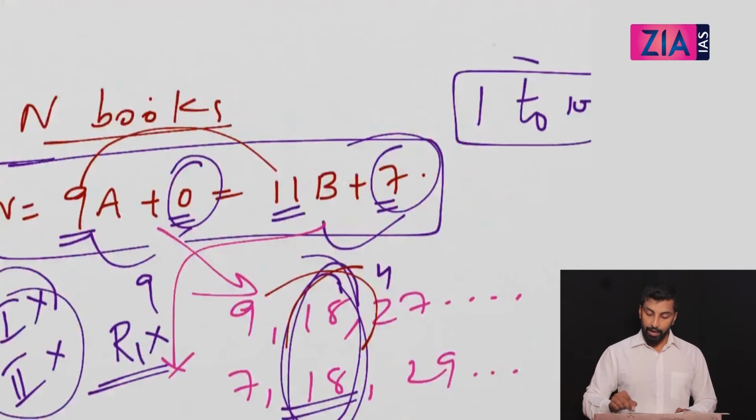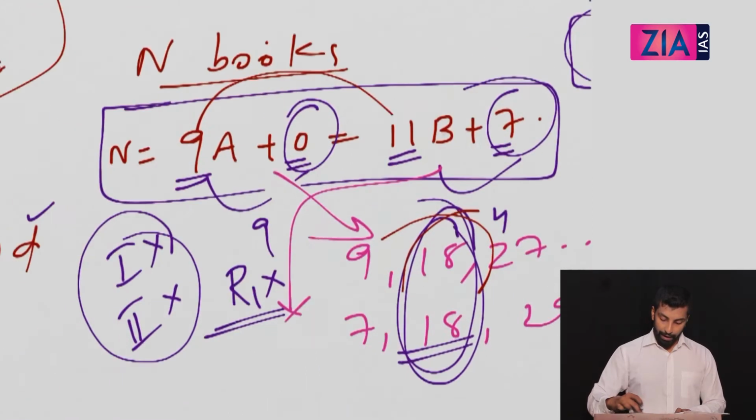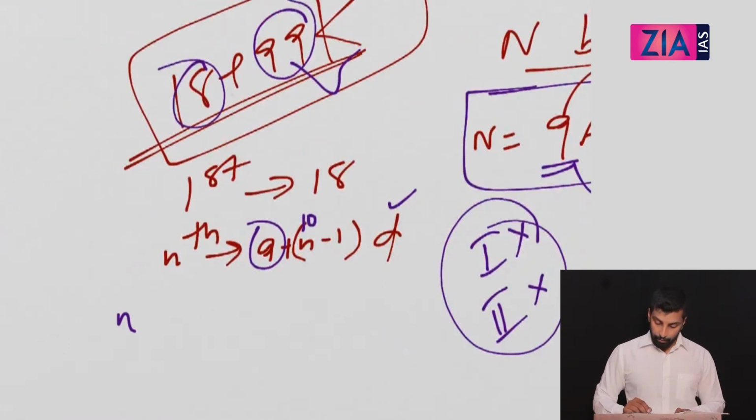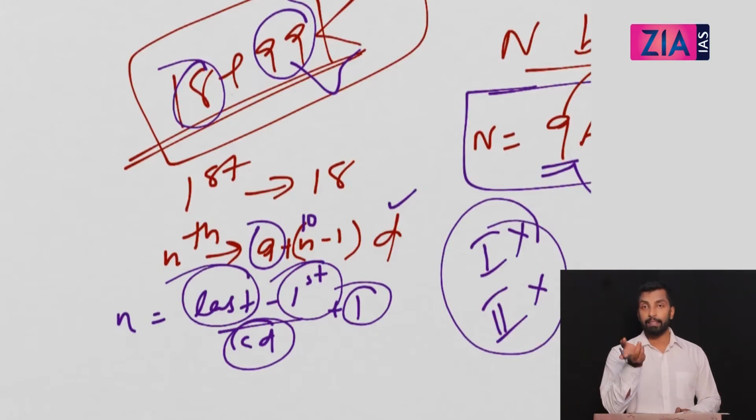Now instead of 1 to 100, they can ask you 1 to 1000 also. So you need to see how many such terms are there. How will you find it? If you know the last term, number of terms is equal to (last term minus first term) divided by common difference, plus 1. First term you know, common difference you know, adding 1 is not a problem, you need to find the last term. I already discussed in the previous video how to find the last term, right?